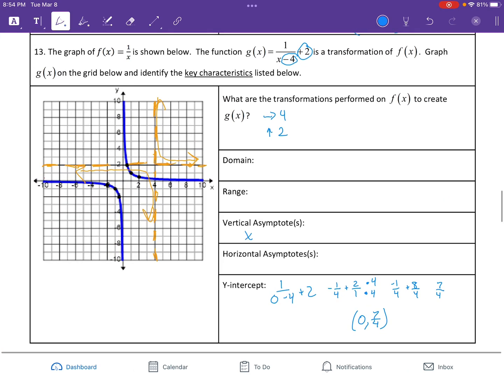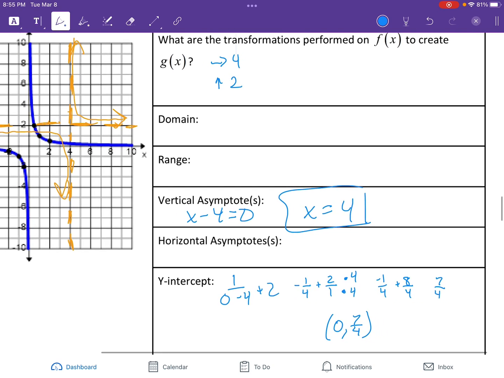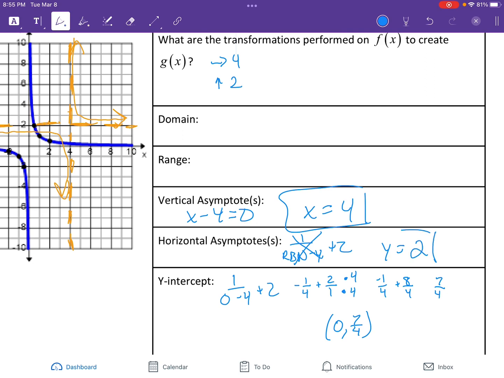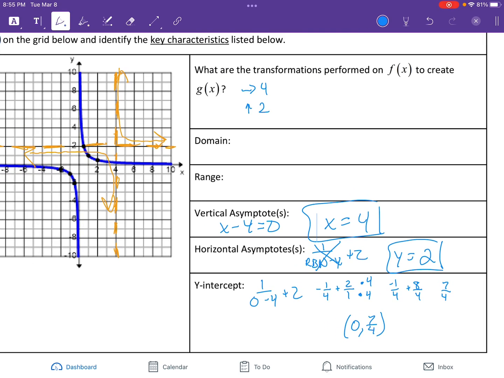We'll do the vertical asymptotes next. So I have x minus 4 equals 0. Solve for x. X equals positive 4. Notice that's where the asymptote is on the graph. Horizontal asymptote. I have 1 over a really big number minus 4 plus 2. The really big number minus 4 basically is 0, so I have y equals 2 left over. This is your horizontal asymptote, which makes sense because on the graph I moved it up by 2.